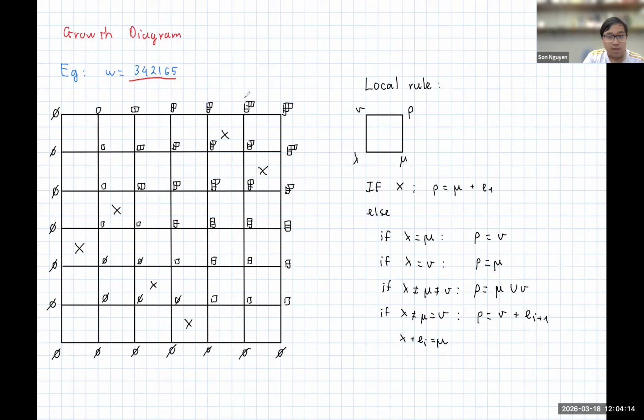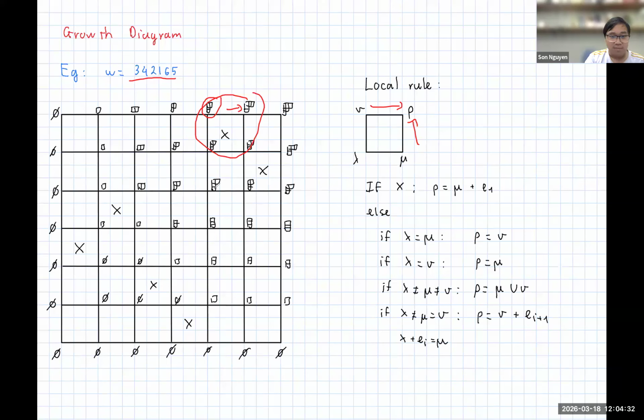Let me do some examples. For example, here I have an X. So the rule says I just go from this to this, or I can even go here, they are all the same. I just add one box to the first row. So this is 2, 1, 1; add one box to the first row, and get 3, 1, 1.